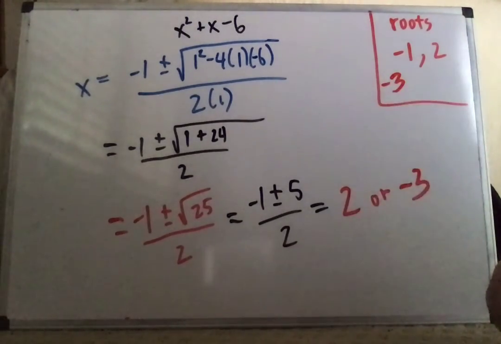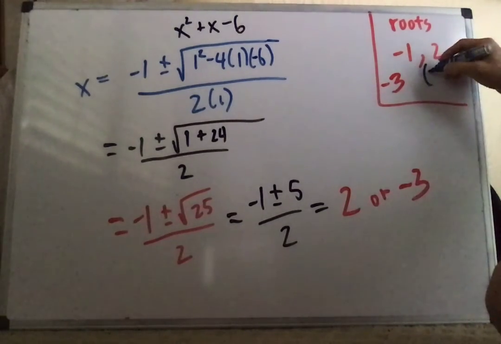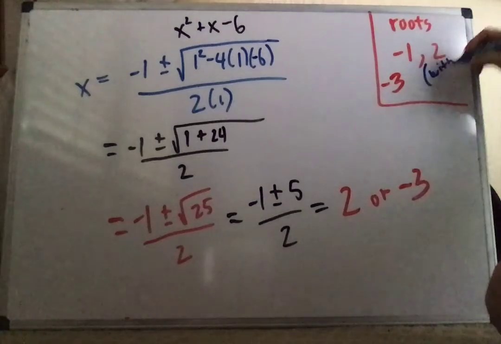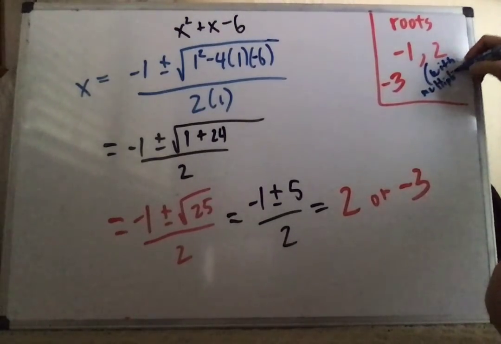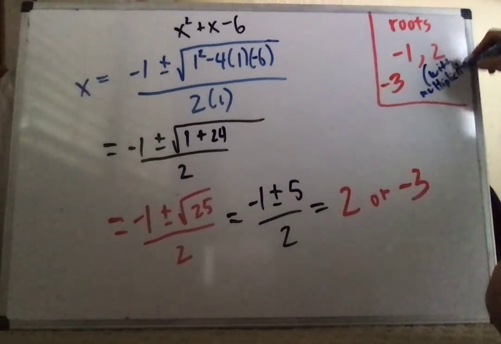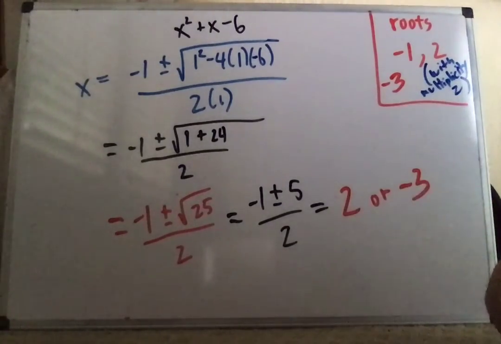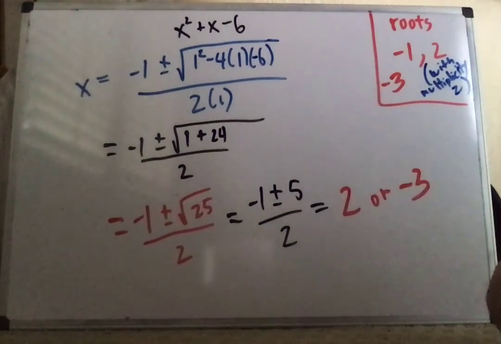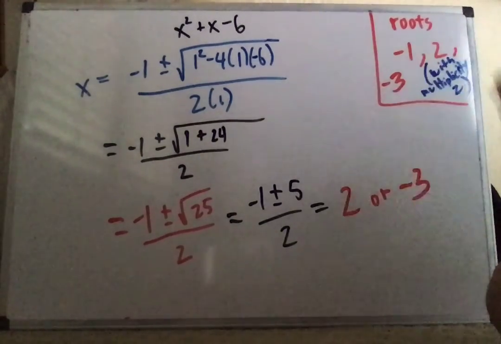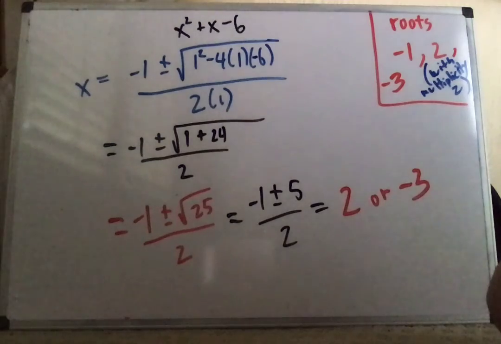And this 2, since it appeared twice, we write this little comment here: with multiplicity 2. So negative 1, 2 with multiplicity 2, and negative 3. Those are the 4 roots. And that's it. Done.